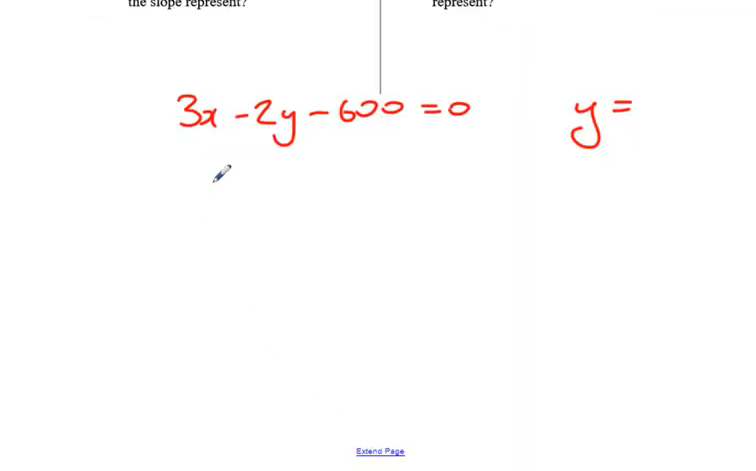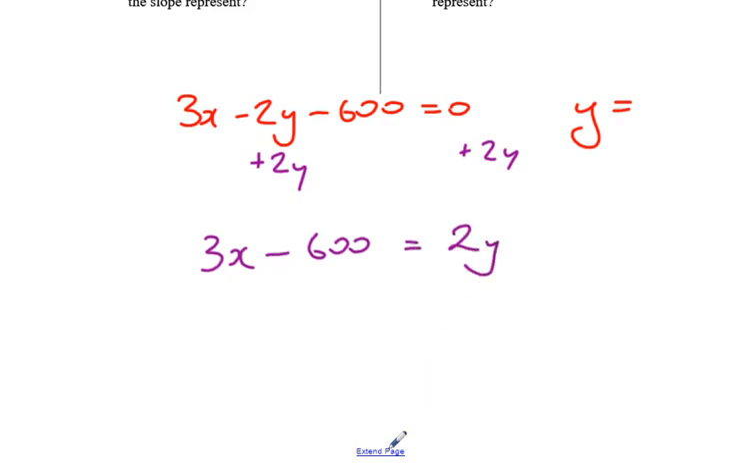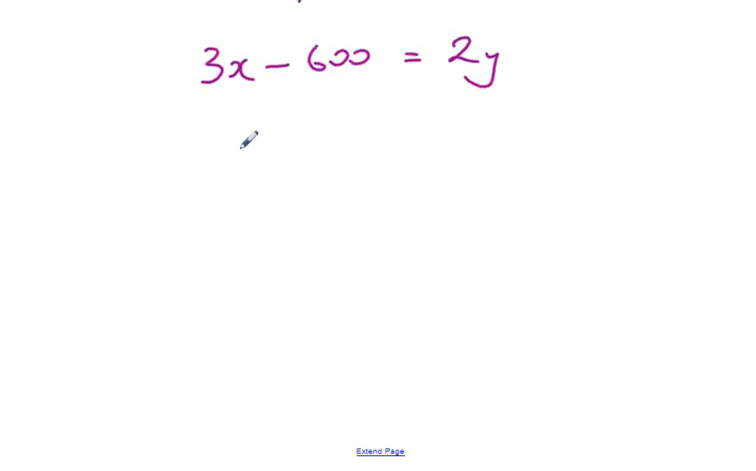So what I'll do first of all is take the 2y and put it on the other side because it's already minus here. So I'm going to add 2y here and add 2y here. That gives me 3x minus 2y plus 2y is 0, minus 600 is equal to 2y. Now, flipping the left hand and right hand sides, I can put the 2y first, equal to 3x minus 600.